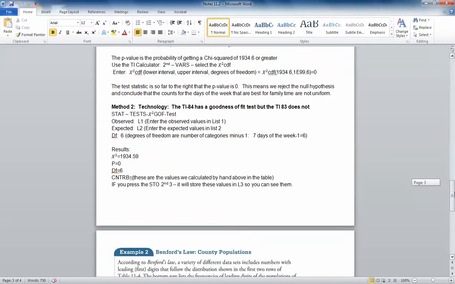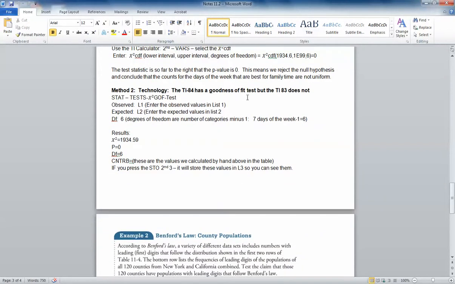I do want to let you know that the 84, if you have a TI-84, it has a goodness of fit test already built in. You do not have to use the list operations. The directions are here. There's stat, tests, chi-squared goodness of fit test. You still put observed values in list 1, expected values in list 2, and then degrees of freedom of 6. Hit calculate, and it will give you the chi-squared statistic and the p-value, and then the CNTRB, the values we calculated above in the table. If you press the store key and then second 3, it'll store those values in list 3 so you can see them. All right, let's try another example.